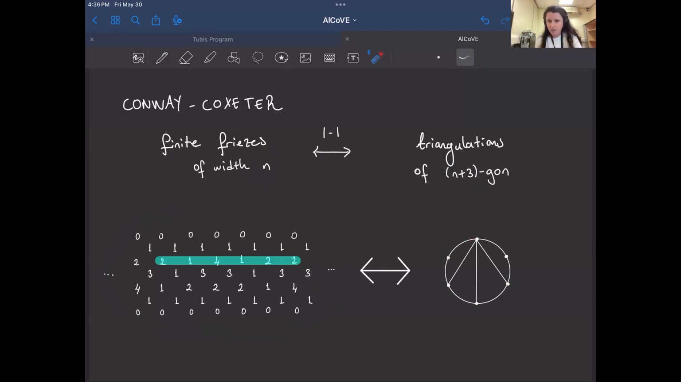And by a triangulation, I mean I consider arcs between marked points. Here for a polygon, marked points are only on the boundary. So this is a triangulation. This is the maximal set of non-intersecting diagonals. That's a triangulation of a polygon, as I consider it.